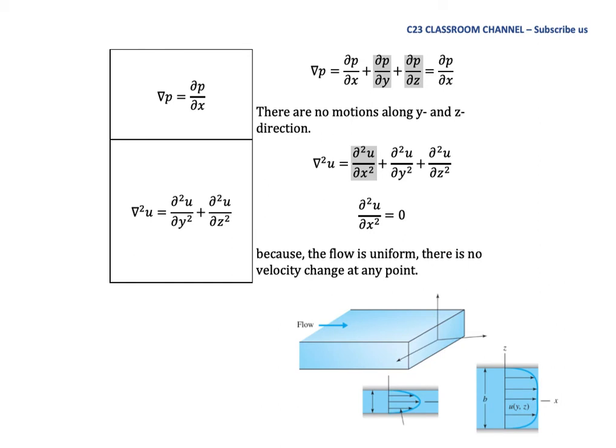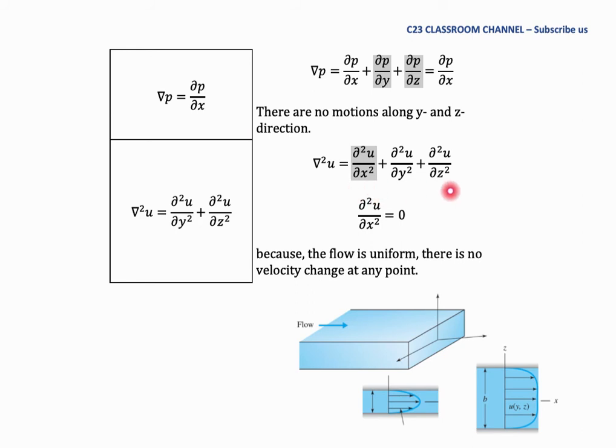So this is the full term for nabla p, nabla pressure. It is equal to del p over del x plus del p over del y plus del p over del z. Because we have no motion along the y and z directions, del p over del y is equal to 0, and del p over del z is also equal to 0. We could take the value of nabla p as del p over del x. And this is the full term for nabla square u.